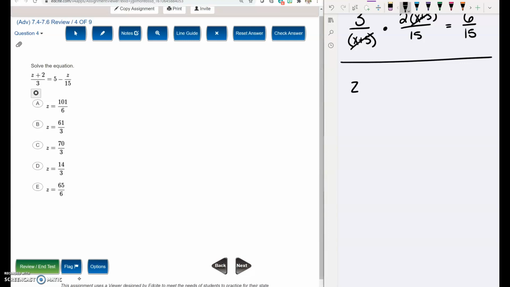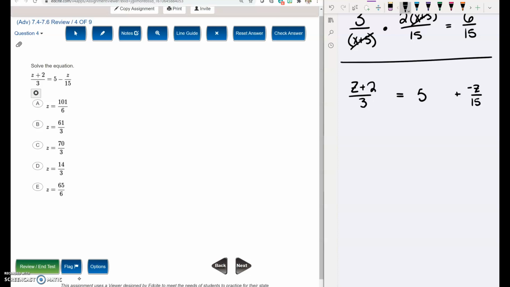Solve the equation. We have (z plus 2) over 3, leave a space, equals, my pen's not working, 5, leave a space, and I'm going to change that to plus a negative z over 15.